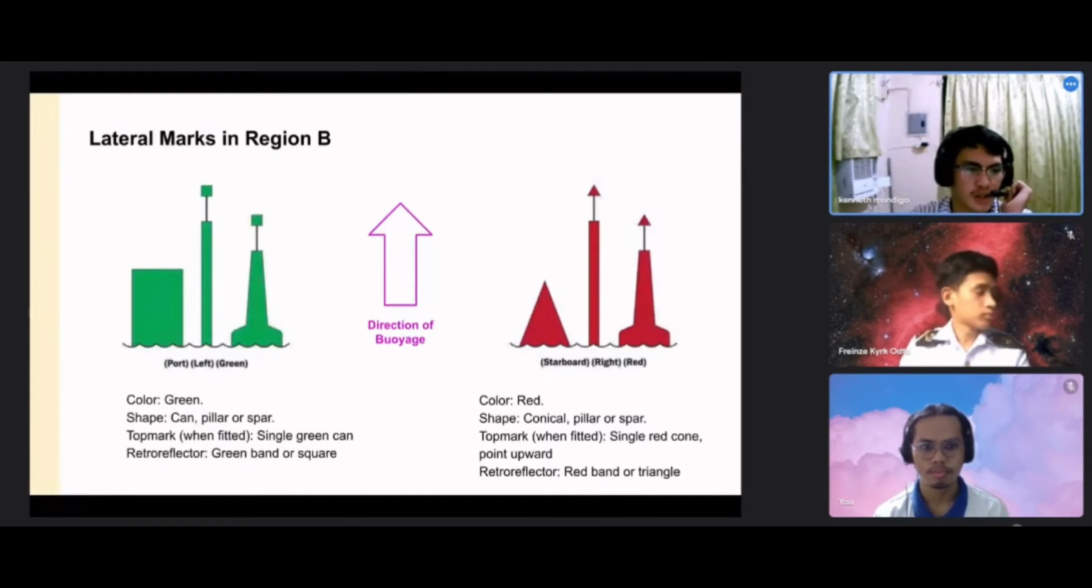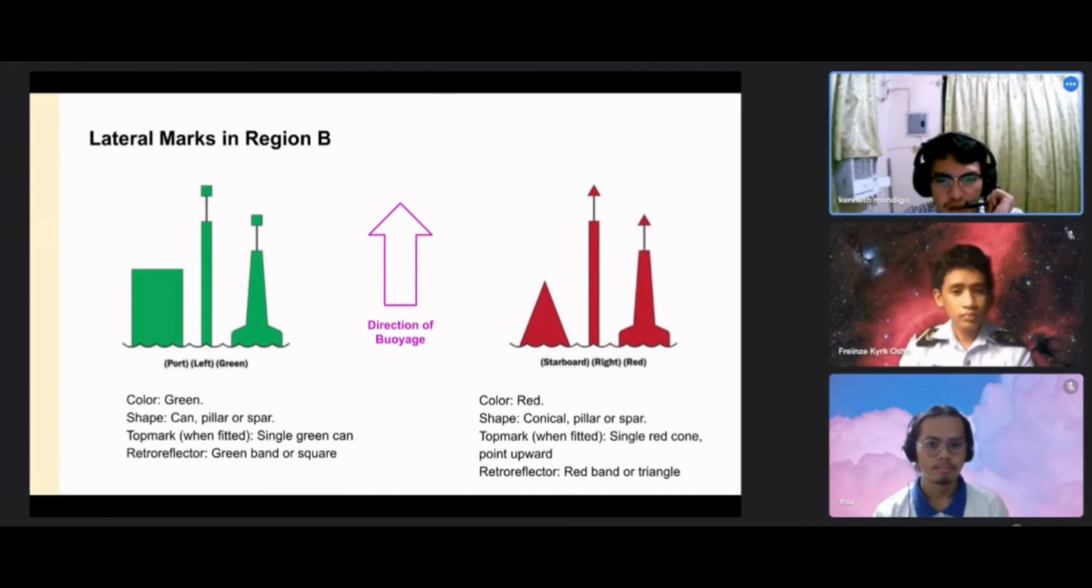So in this image shown, port left are green. So the color is green and the shape of the buoy, first is a can, second one is the pillar or buoy. When fitted top mark, single green can. So retroreflector, green band or square. Next one is color red, the shape of conical, pillar, or spar buoy. Fitted top mark, single red cone pointing upward. So the retroreflector is the red band or triangle.